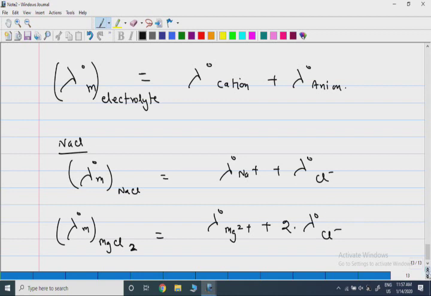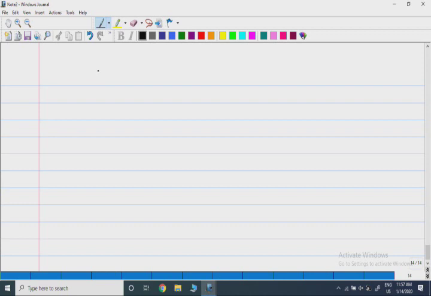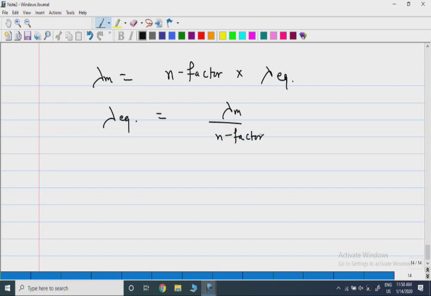One more thing, we know that lambda m can be written as what? N factor into lambda eq. So if I would like to write the lambda eq, I can say it is nothing but lambda m upon n factor. And I know how to write the n factor.